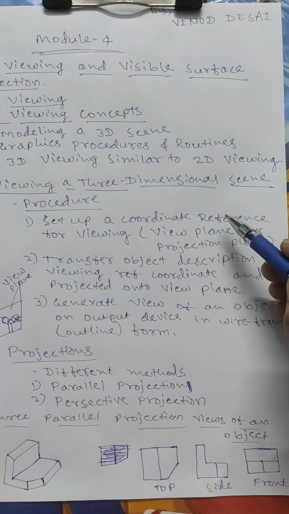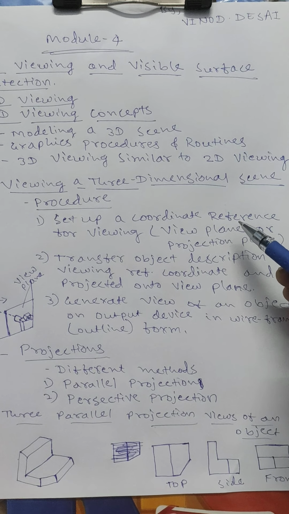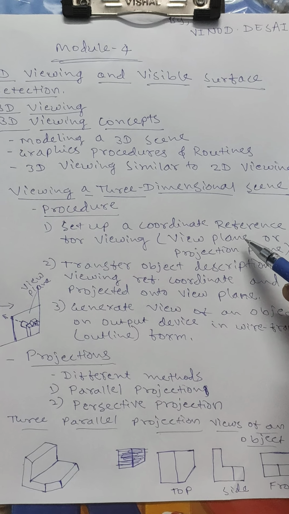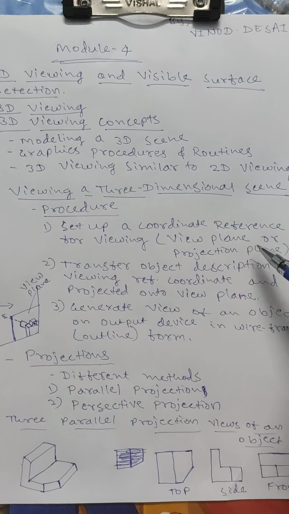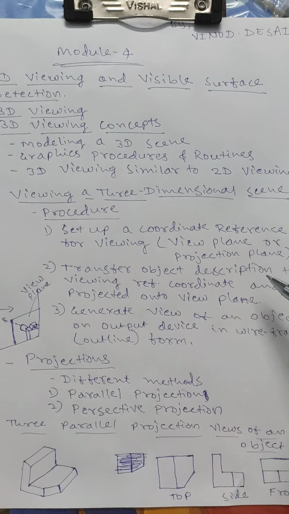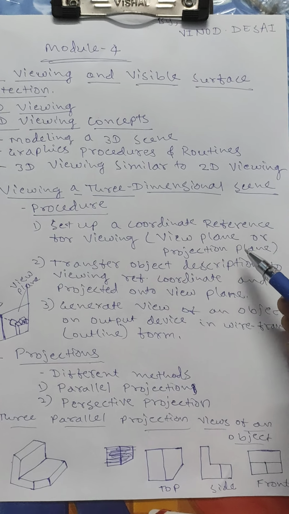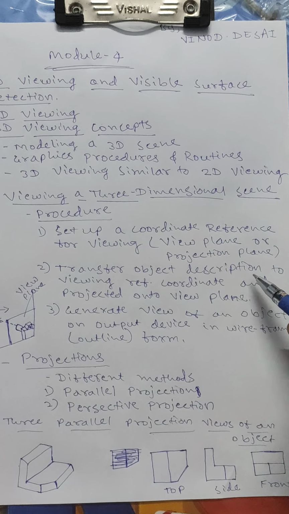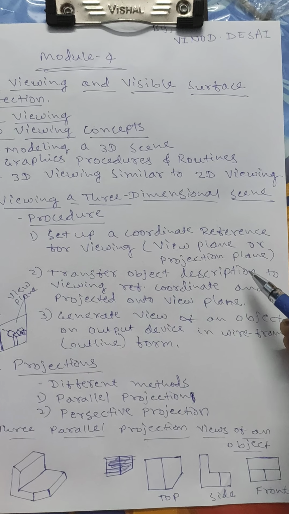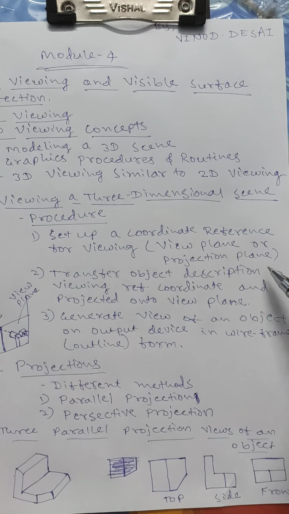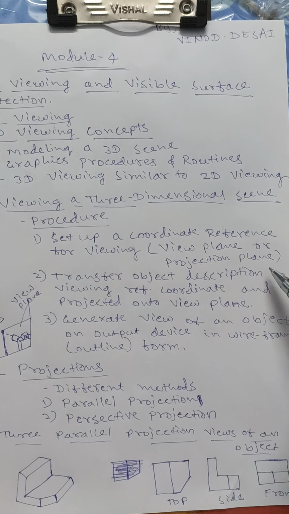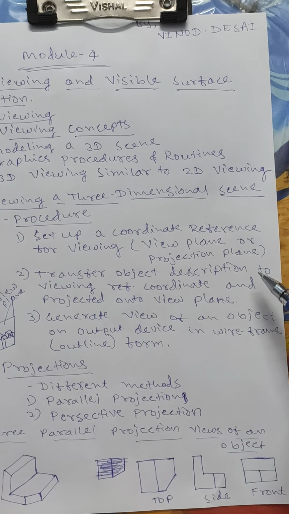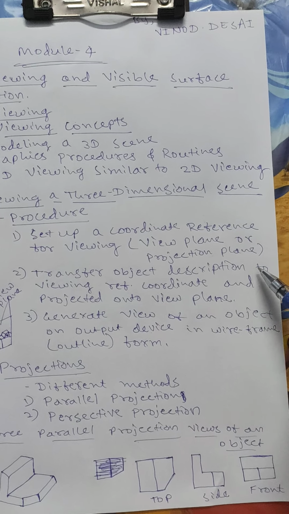So the first step is to set up a coordinate reference for the viewing, and this coordinate reference is defined as the view plane or a projection plane. Basically this is the camera view or the camera view plane. The second step is to transfer the object description or the object parameters into the viewing reference coordinates, meaning convert the object parameters as per the viewing reference coordinates and then project onto the viewing plane. Those coordinates we have to project onto the viewing plane.